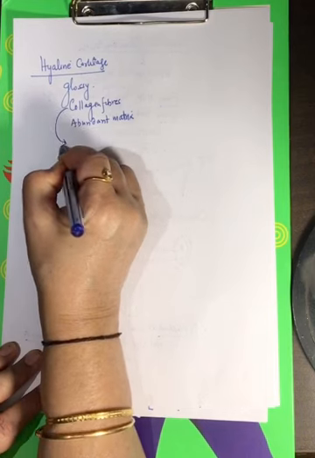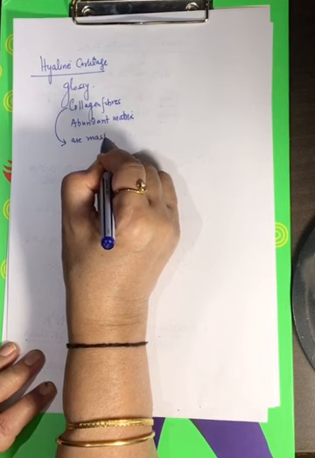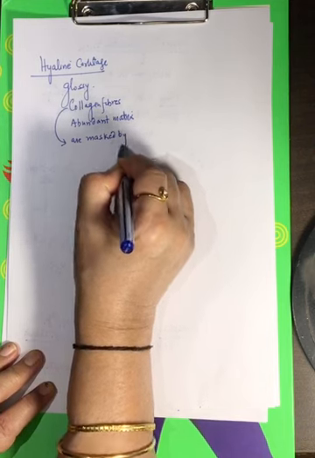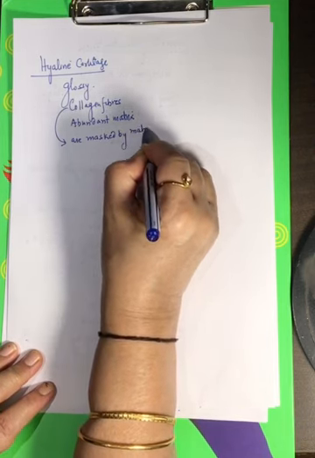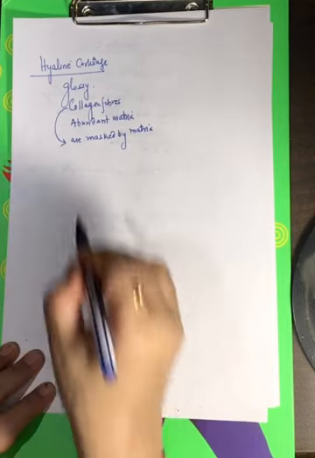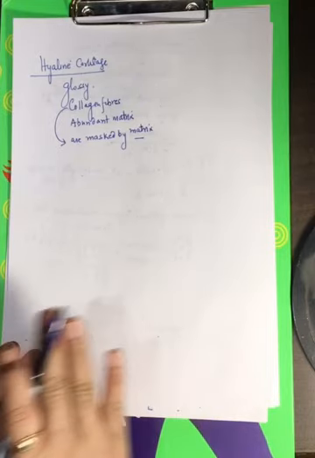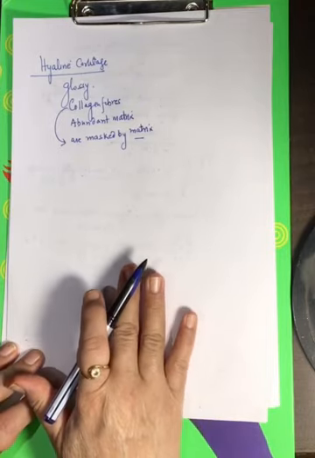We cannot see them. Collagen fibers are masked by matrix. So there is abundance of matrix, and because of its abundance, we cannot see the fibers. The fibers are masked by the matrix.